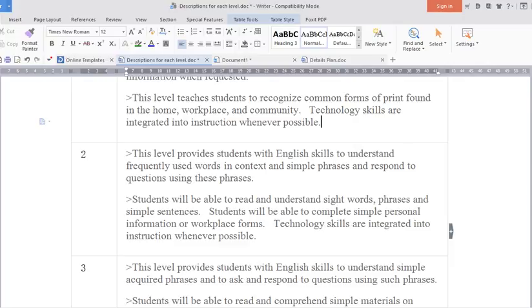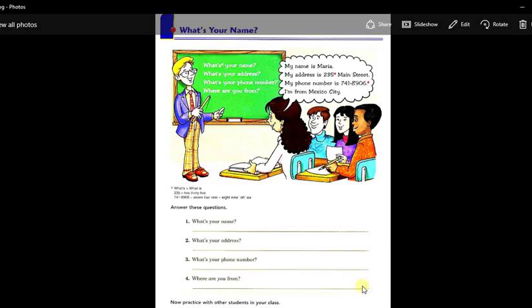I will give you an example here. So this page is from the Side by Side 1 book, and as you can see, we have here some questions. What's your name? My name is Maria. So this time we are teaching the student how to answer the questions using complete sentences, even though it's short, but still it's a complete sentence.